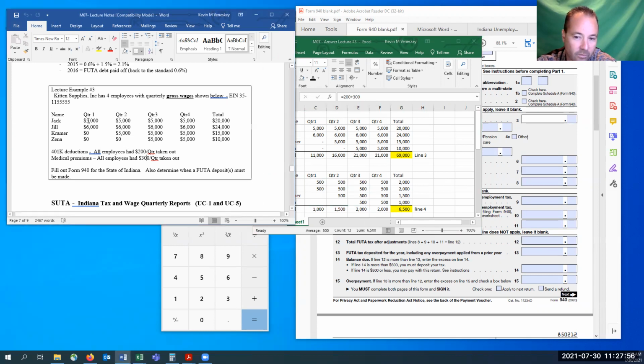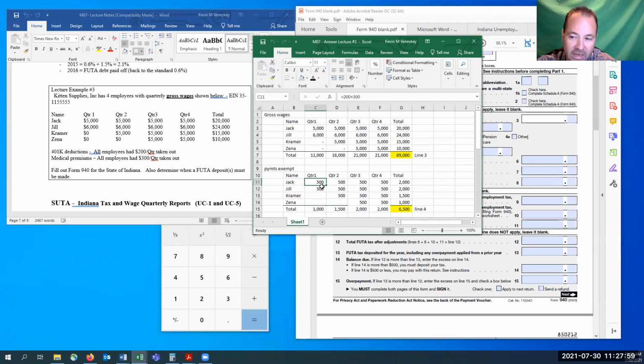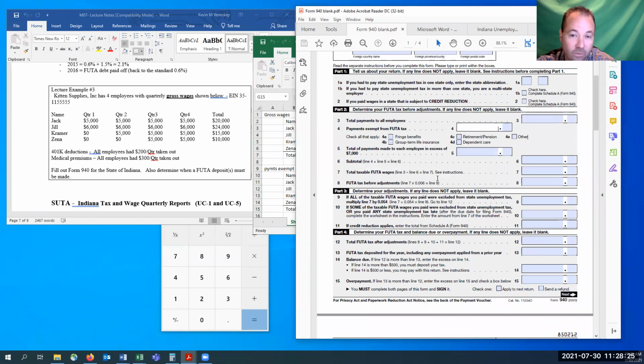Now, this is only going to be for when they worked. So for Jack and Jill, they had 500 for quarters 1 and 2, and the same all the way across. For every quarter, they had 500. And for every quarter, Kramer had it. And Zena had it for only her final 2 quarters. That's when she was working. So when I add up all of these payments, I get 6,500. That tells me then what box 4 has to be. And we would check retirement plan and fringe benefits. That would be what we would have there with the 6,500.